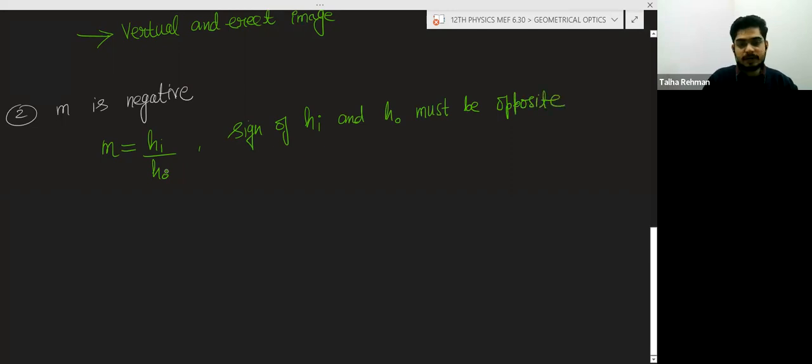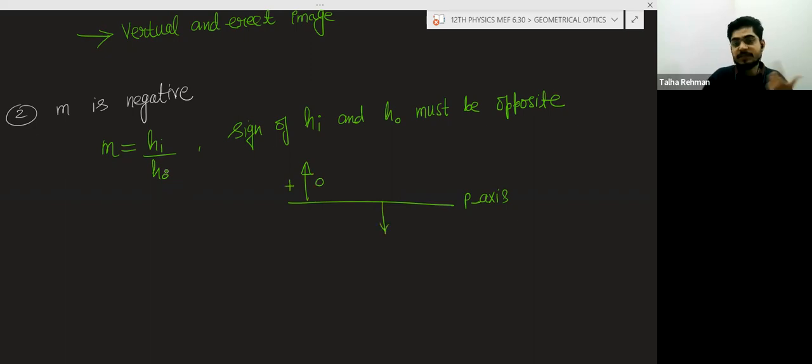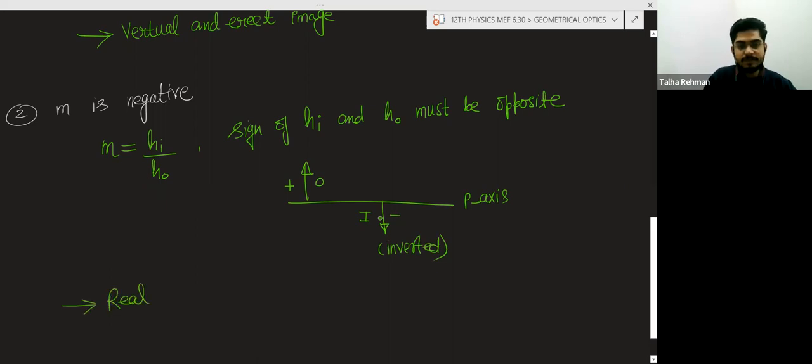For example, this is the principal axis and your object is like this, and you will take this height as positive. The image is formed like this. This condition is valid here, and this image distance you will take as negative. So now you can see this image is inverted, and an inverted image is real also. So we will get a real and inverted image when the magnification is negative.